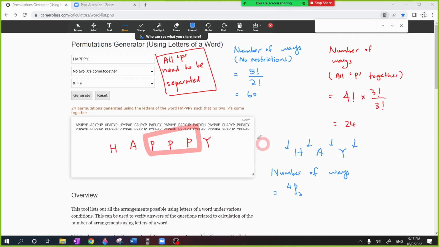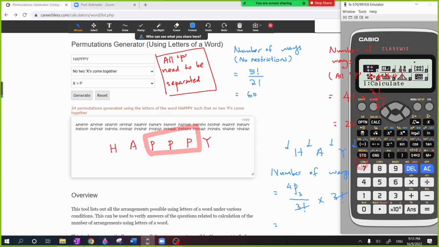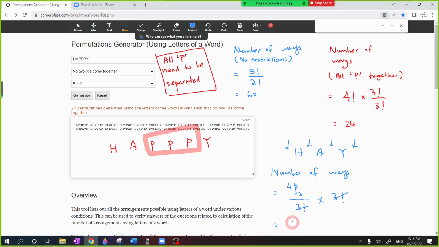But you need to be more careful, because the 3 P are actually the same, so we have to divide this answer by 3 factorial. How many ways can we arrange the HAY? 3 letters, so 3 factorial. These two can simplify. Now just press your calculator, and we get the correct answer, which is 24. So this is how we solve this type of question.